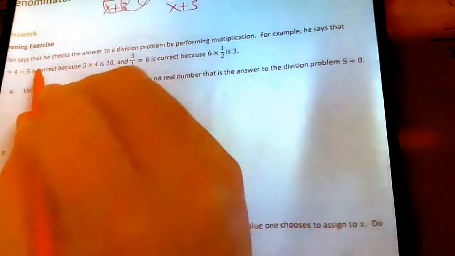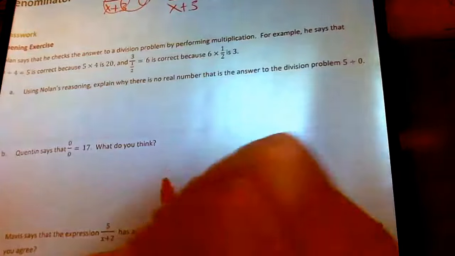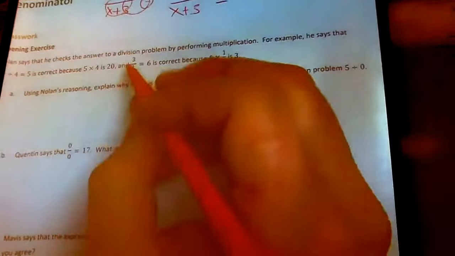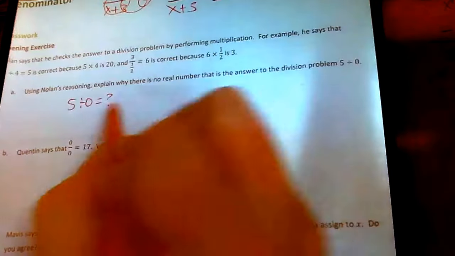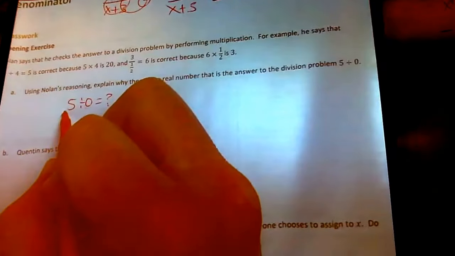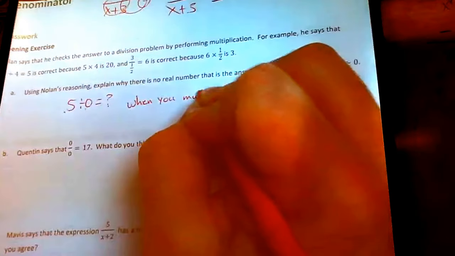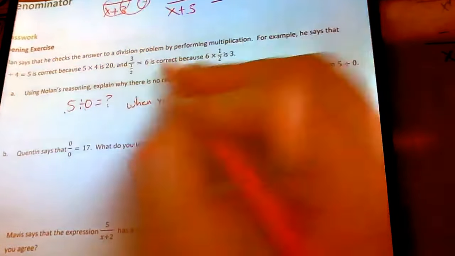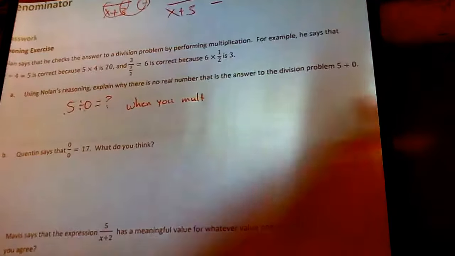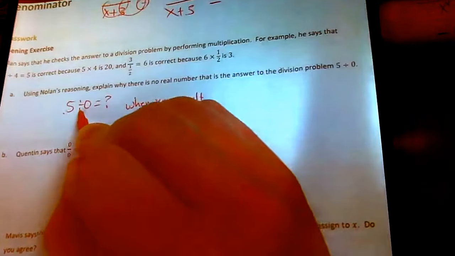Basically it says 20 divided by 4 equals 5 is correct because 5 times 4 equals 20. You just go backwards. So 5 divided by 0 equals something, but can you do something times 0 and get 5 as the answer? No. And 3 divided by 1/2 equals 6. So if you go backwards, 6 times a half equals 3, yes. 5 divided by 0 equals nothing, because nothing times 0 equals 5.